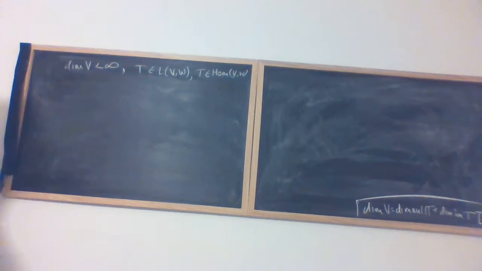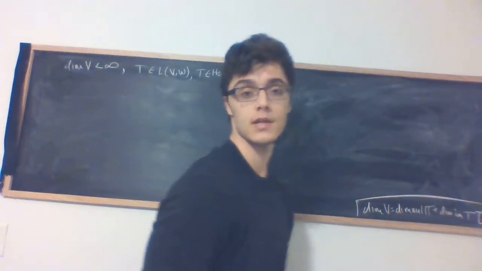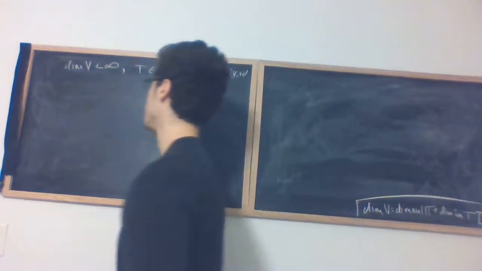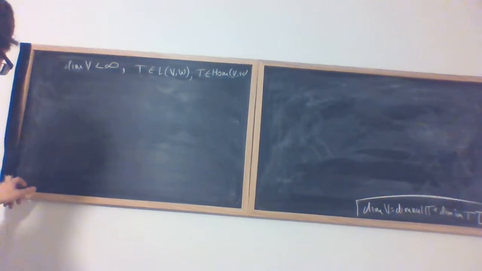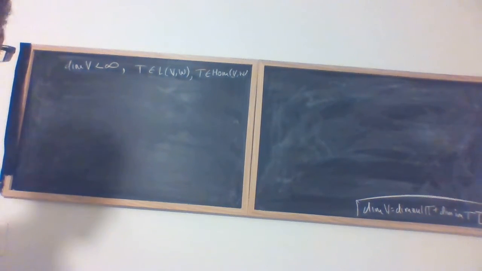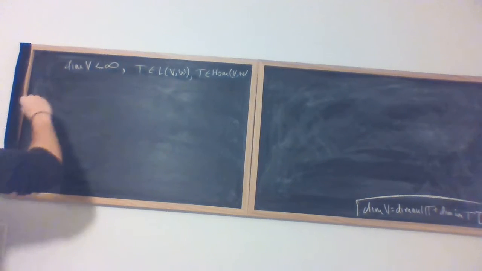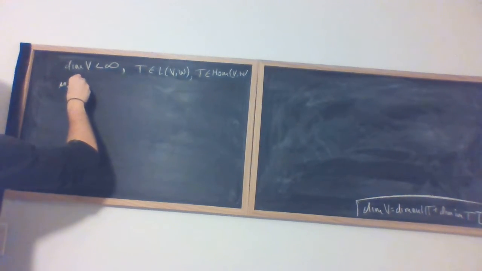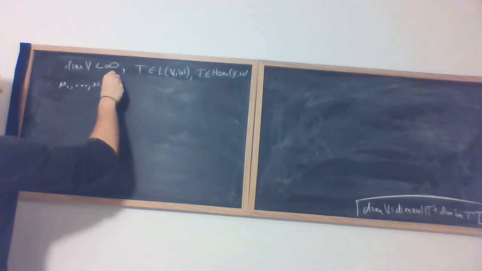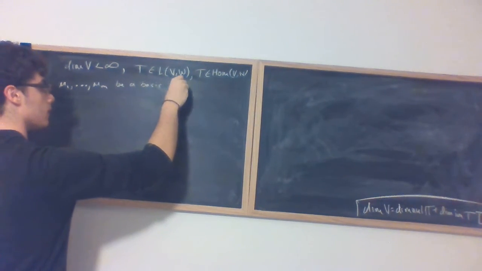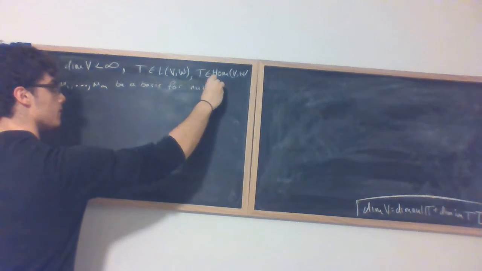So since V is finite dimensional, and we know that the null space of a linear transformation is going to be a subspace of the domain vector space, we know that the null space is going to be finite dimensional, right? Because if the bigger space is finite dimensional and the smaller one's within it, the smaller one also has to be finite dimensional. So let U1 up until UM be a basis for the null space of T.